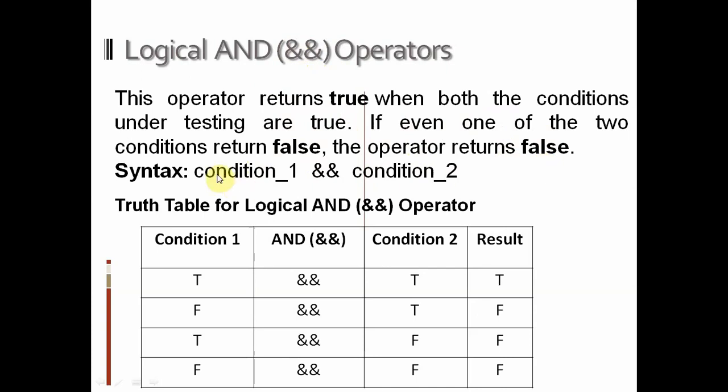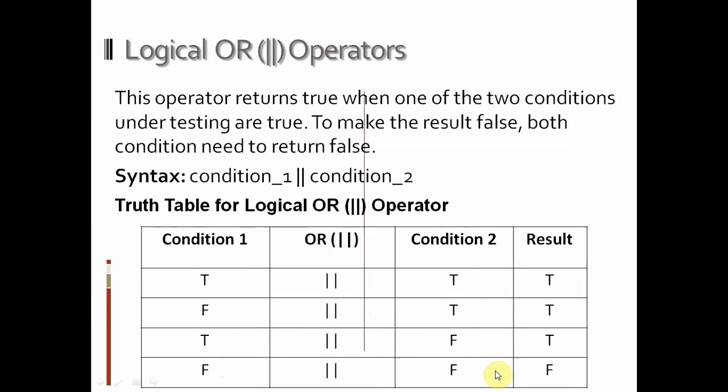We can look here, it is the syntax: condition 1 AND condition 2. If condition 1 is true and condition 2 is true, then it will return true. If condition 1 is false and second is true, then it will return false. If condition 1 is true and second is false, still it will return false. If both conditions are false, it still will return false.